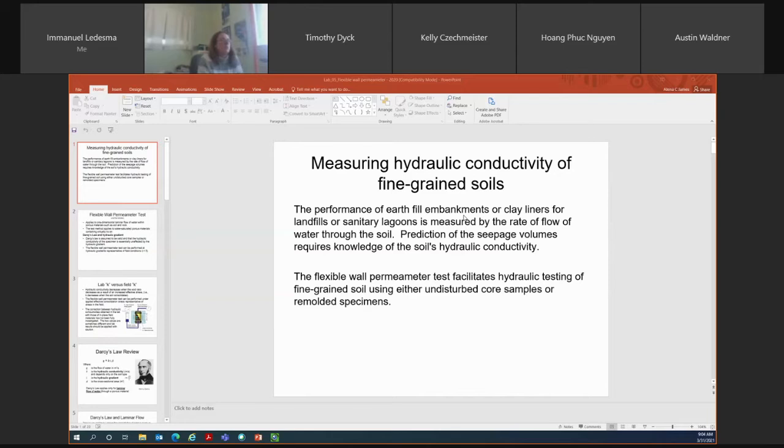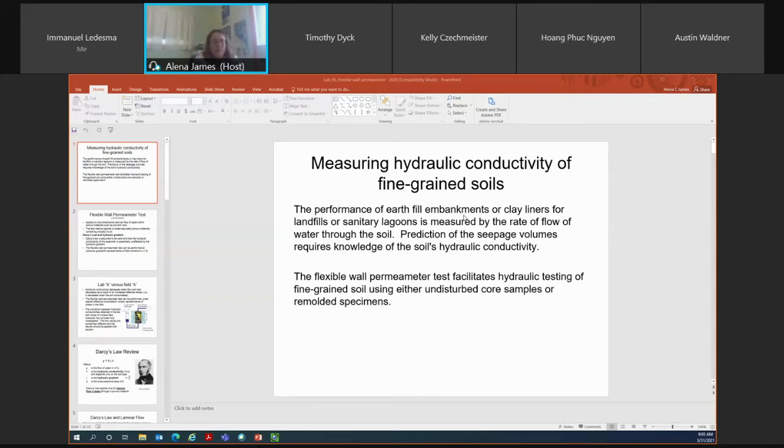Okay, one more minute and we'll start with flexible wall permeameter testing. Okay, it's 10:05, so I'll start now with flexible wall permeameter testing. So we use flexible wall permeameter testing to measure the hydraulic conductivity of fine-grained soils.